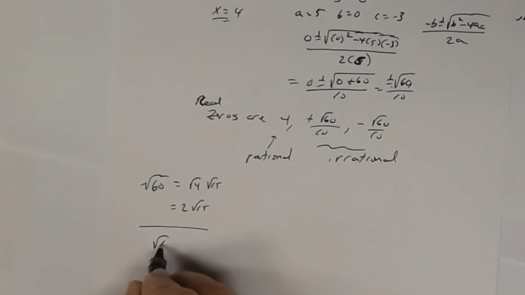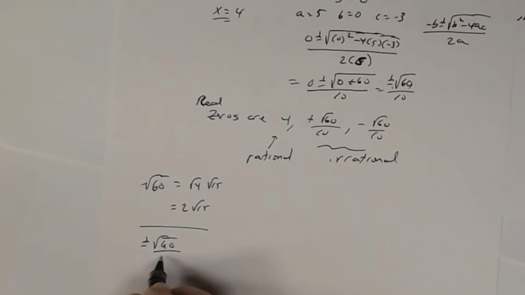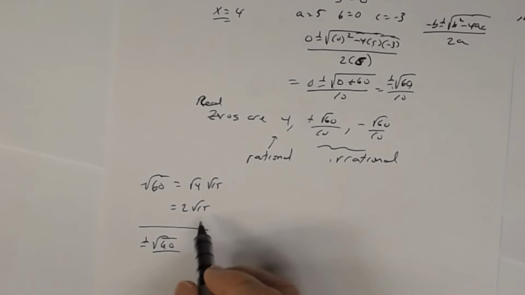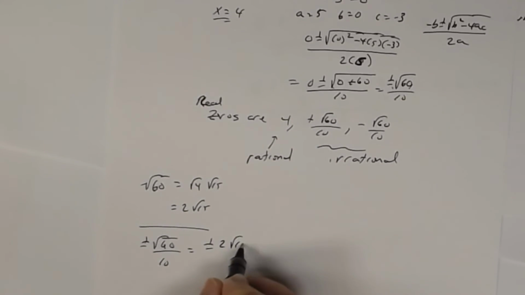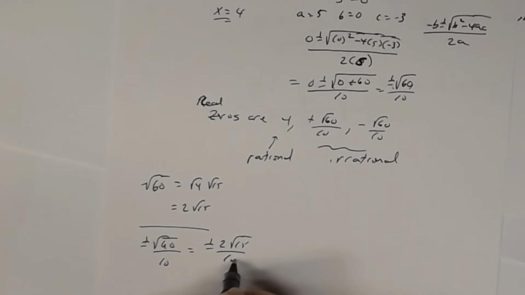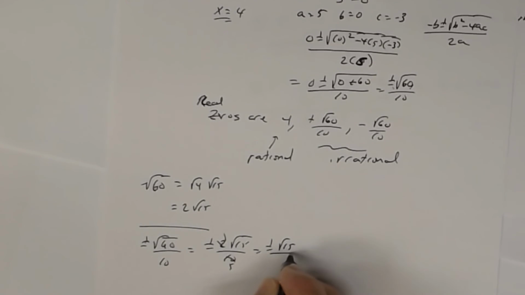So we have plus or minus the square root of 60 divided by 10. See this plus or minus square root of 60? Square root of 60 is 2 square root of 15, divided by 10, and then I can reduce 2 divided into 10. So that's 1, that's 5, so I get plus or minus the square root of 15 divided by 5. And in my math lab, if they say write your answer in simplified form, then this is what you want.